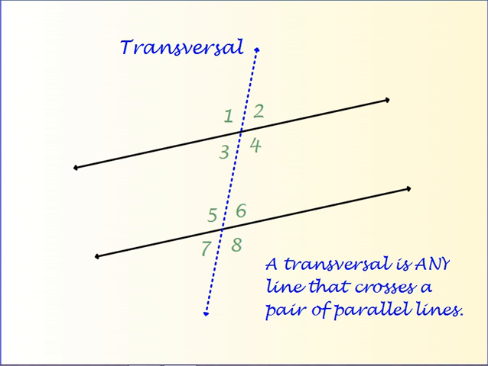Now a transversal with two parallel lines creates 8 different angles. And so today we're going to talk about those 8 angles and how they relate to one another.